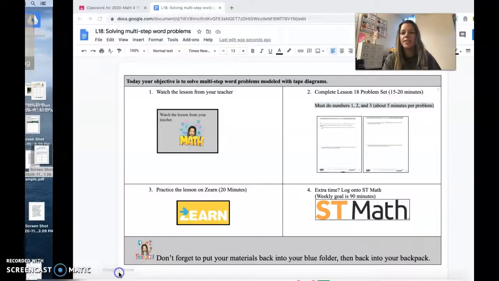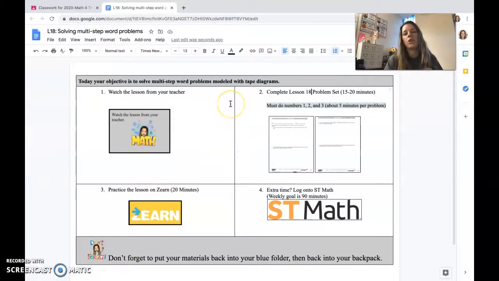Hi, fourth graders. Today our goal is to solve multi-step word problems modeled with tape diagrams. You need your lesson 18 problem set, which has a blank front in case you need extra scratch paper, and just make sure at the bottom it says lesson 18. It should be right in your math folder. You also need a pencil, and you might like to have a highlighter or some sort of different color for each of your categories if you wish. If you need to gather those materials, you can pause right now and I'll wait here.